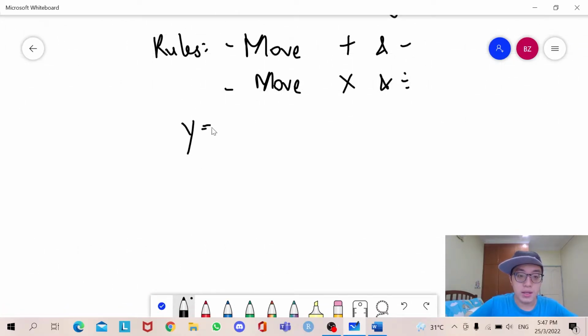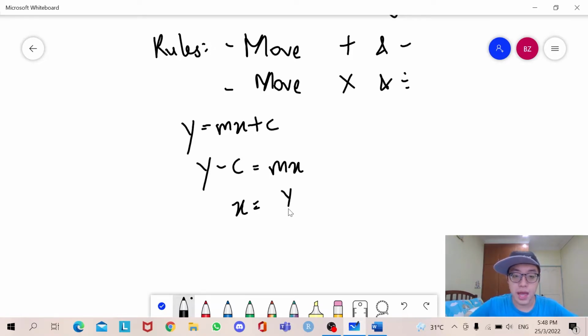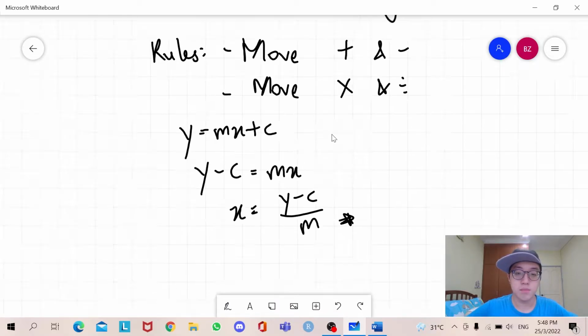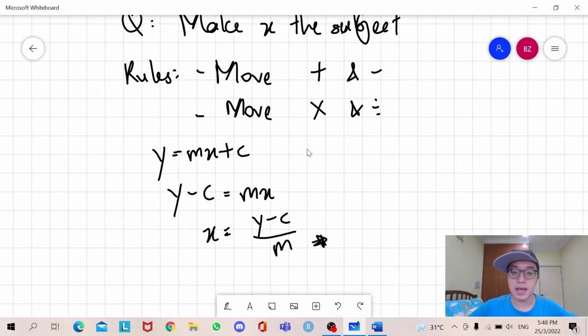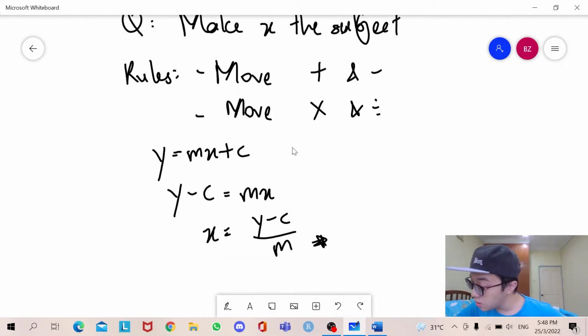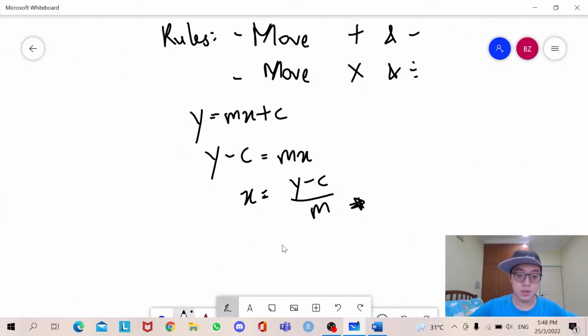So y equals mx plus c. We will first move the c to the left side, so y minus c equals mx. And lastly, we will move the m over to the other side. So this is how you rearrange a formula and make x the subject, as asked from the question. This is pretty easy. And let's see the other example here.